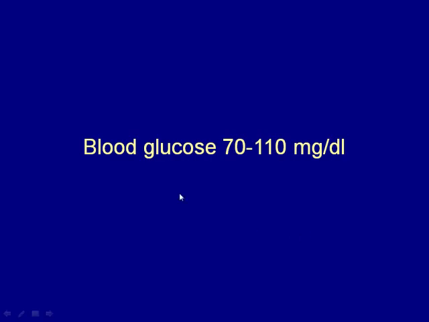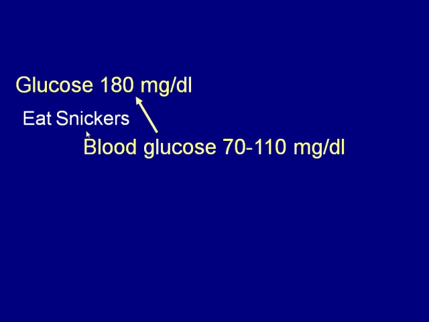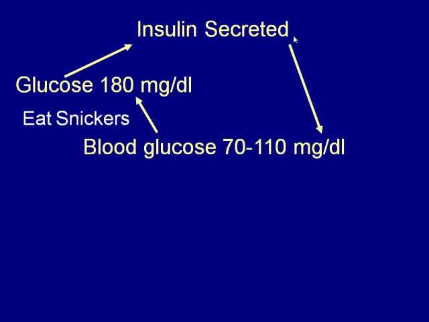Now here's one that's in your body. Your blood glucose should stay between about 70 and 110 milligrams per deciliter. But let's say about 10 o'clock you eat a Snickers bar. Well, that's going to shoot your blood glucose up to about 180 milligrams per deciliter pretty fast. That's a little too high. So the control center that's paying attention to glucose tells your pancreas to secrete some insulin. Insulin moves that glucose into your cells and out of your blood, so your blood glucose goes back down like it should.